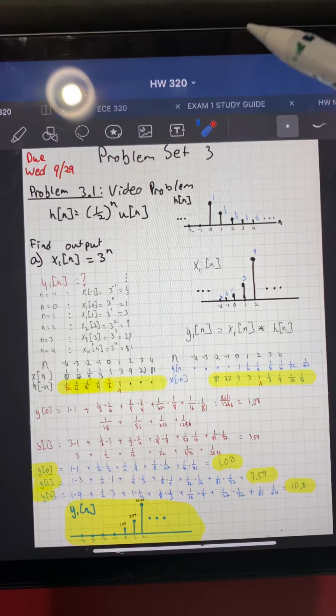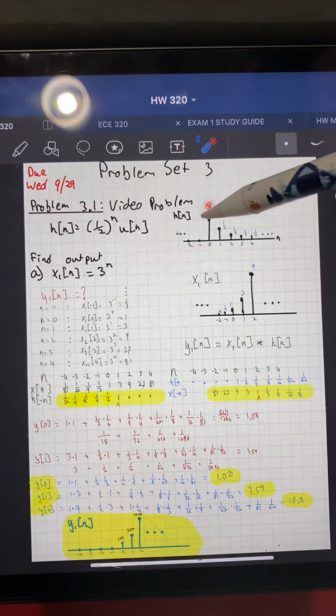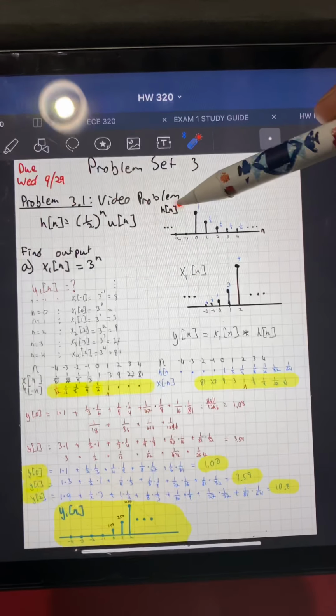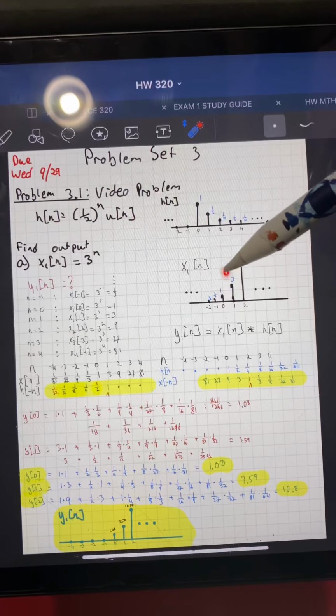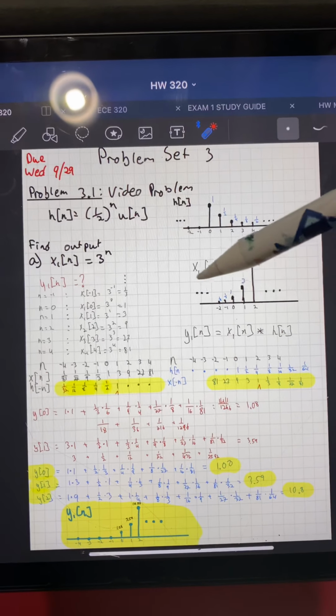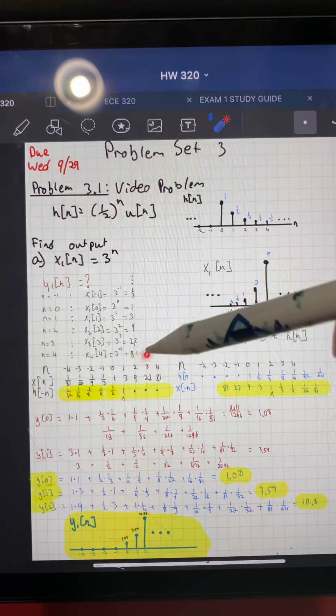So the first thing that I did was just graph the signals. As you can see, this is our h of n signal, and then right here we have our input signal x1 of n, and here just shows what that signal looks like.